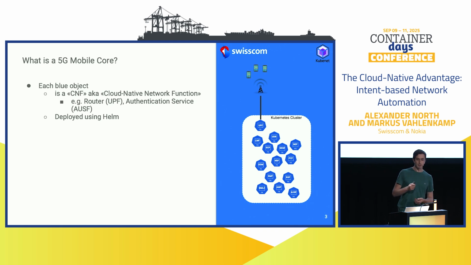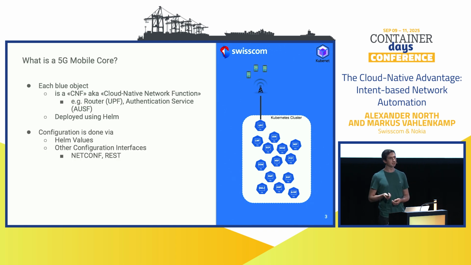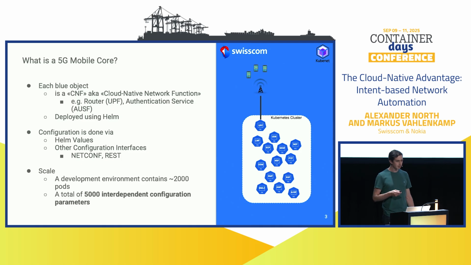These are deployed using a Helm chart, and configuration is done both through Helm values as well as other configuration protocols. One of these is NETCONF, which we will come back to a bit later on. In terms of scale, each of our development environments contains around 2,000 pods. And within these 2,000 pods, we're talking about around 5,000 interdependent configuration parameters.